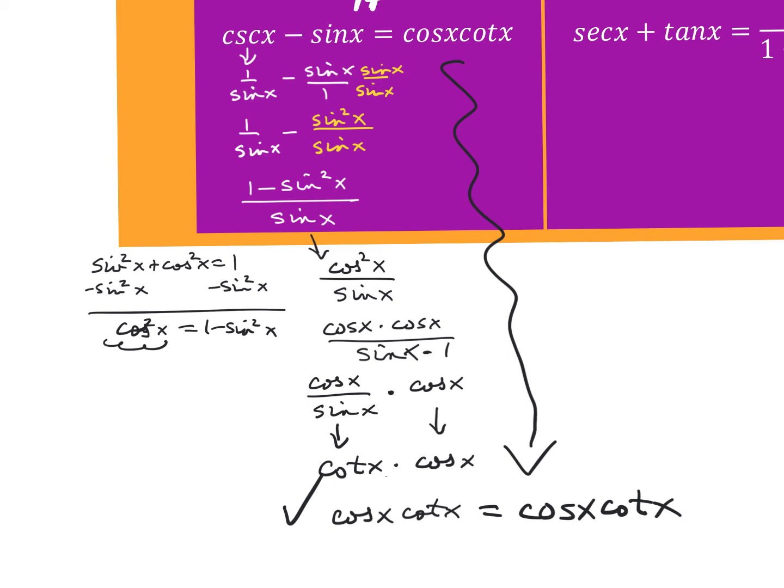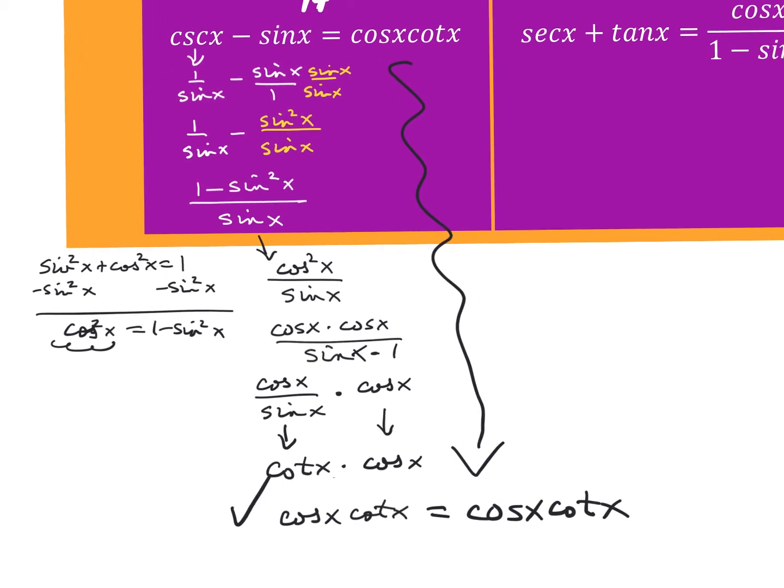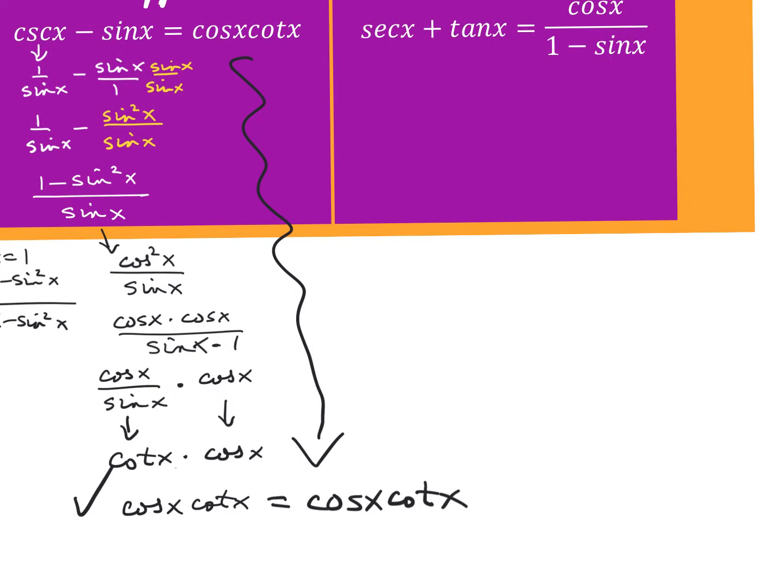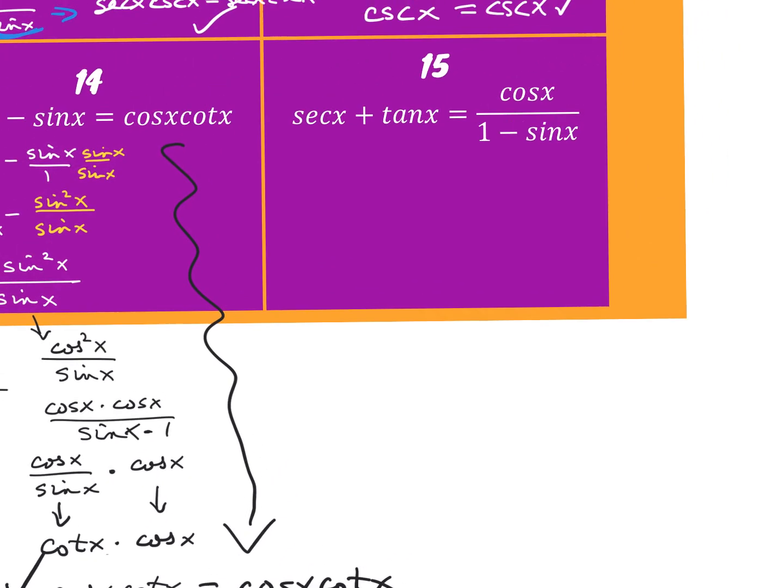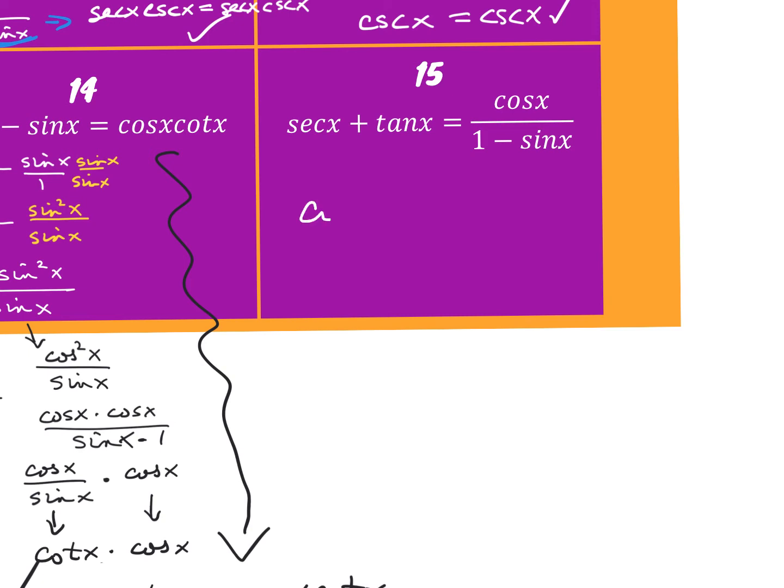Let's try 15. Now, 15 is a little different. What I'm going to do is simplify the right side, and I'm going to multiply that right side by its conjugate. So for 15, I have cosine x over 1 minus sine x. This is the right side. This is the side I'm going to simplify.